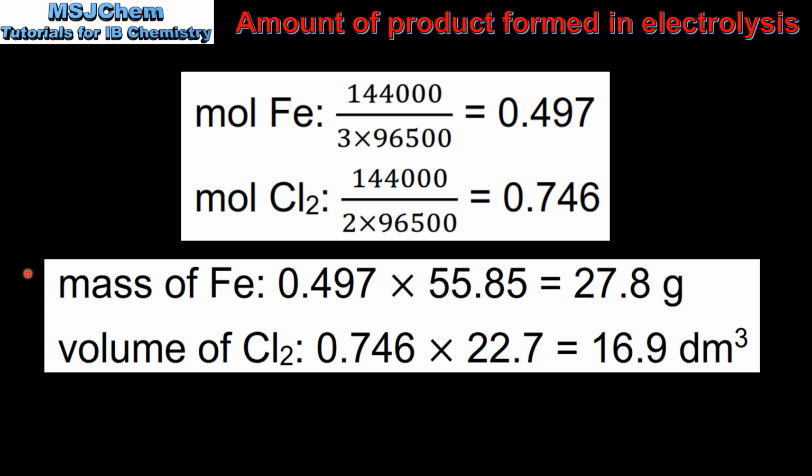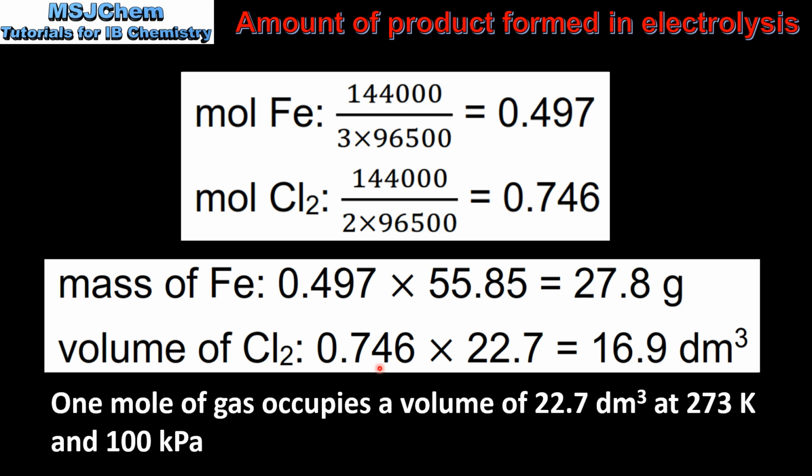And finally, we'll calculate the mass of iron and the volume of chlorine produced at the electrodes. So for iron, we multiply the number of moles by the molar mass of iron, which gives us 27.8 grams. For chlorine, we multiply the moles of chlorine by the molar volume of a gas, which is 22.7, which gives us 16.9 decimeters cubed.